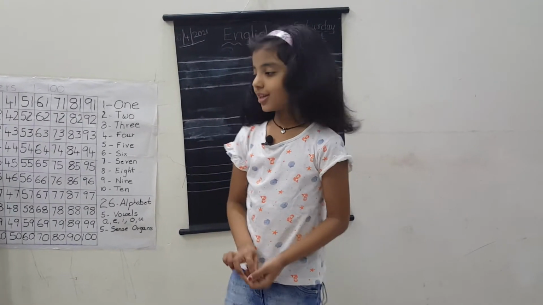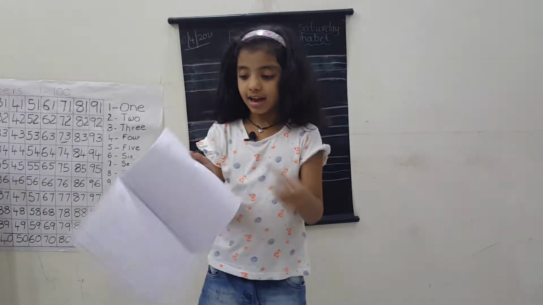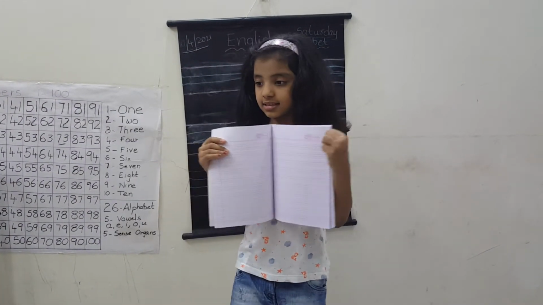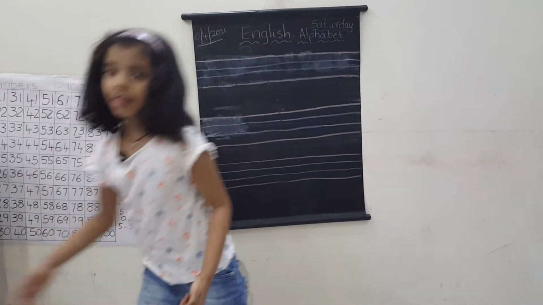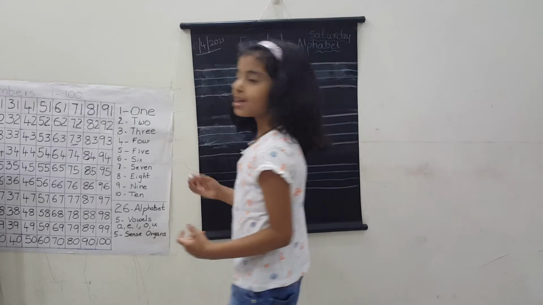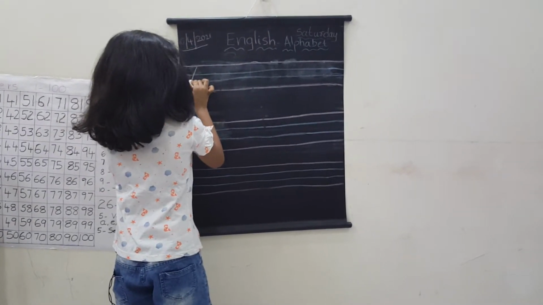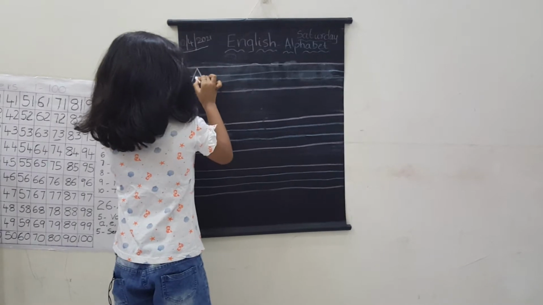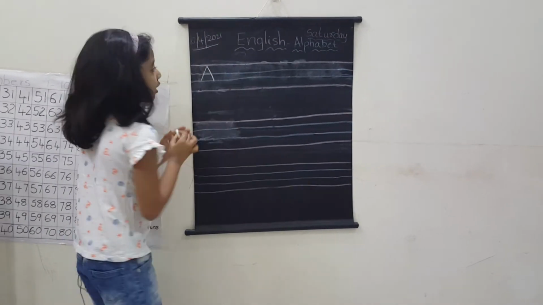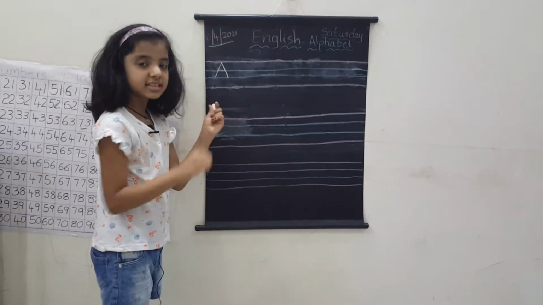Please be ready with your four-rule book like this, and pencil and eraser. Now we are going to start the English alphabet. So this is A. This is A.